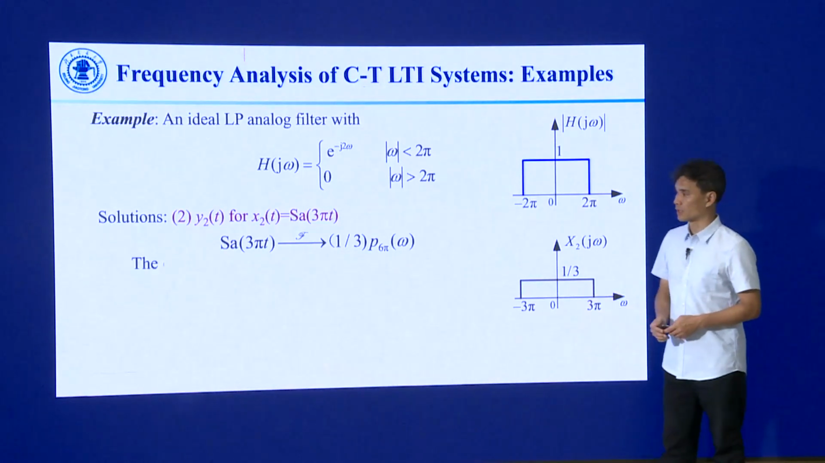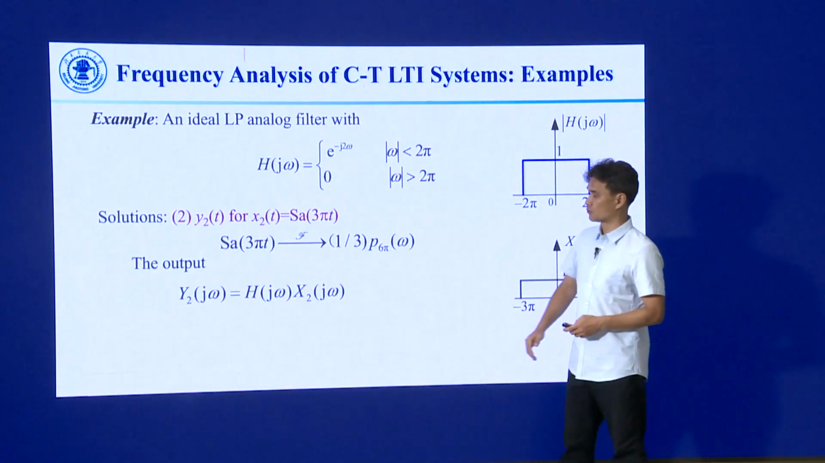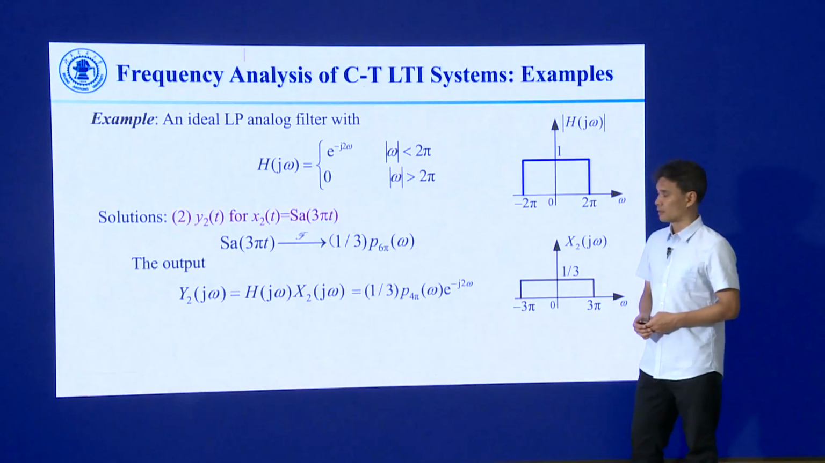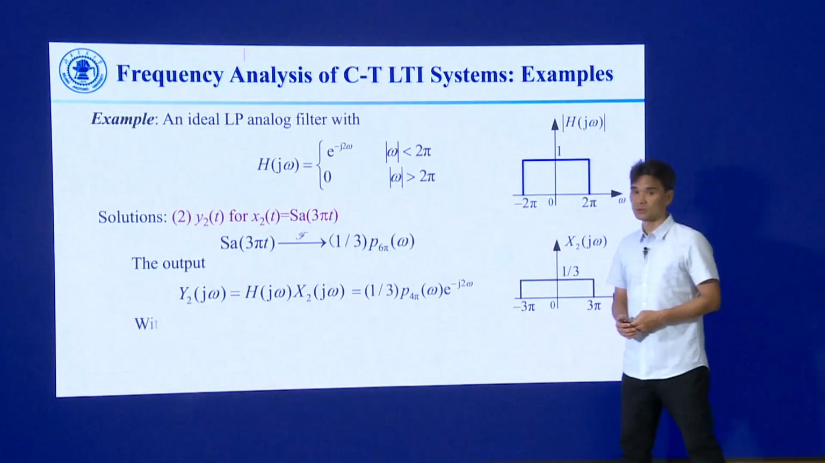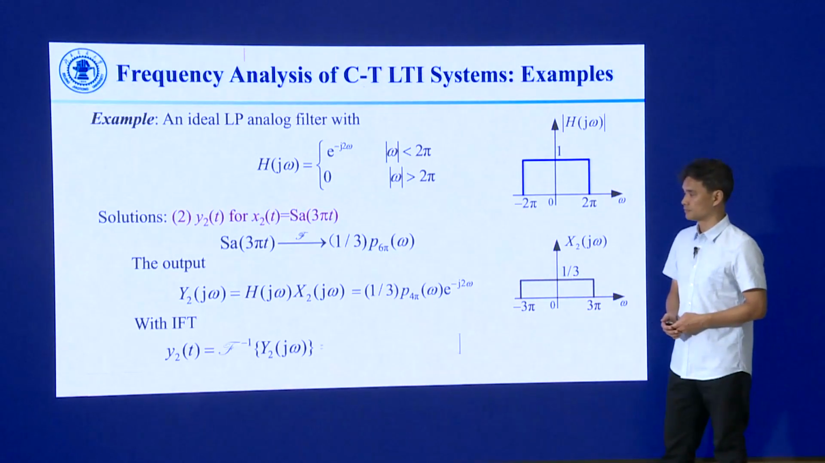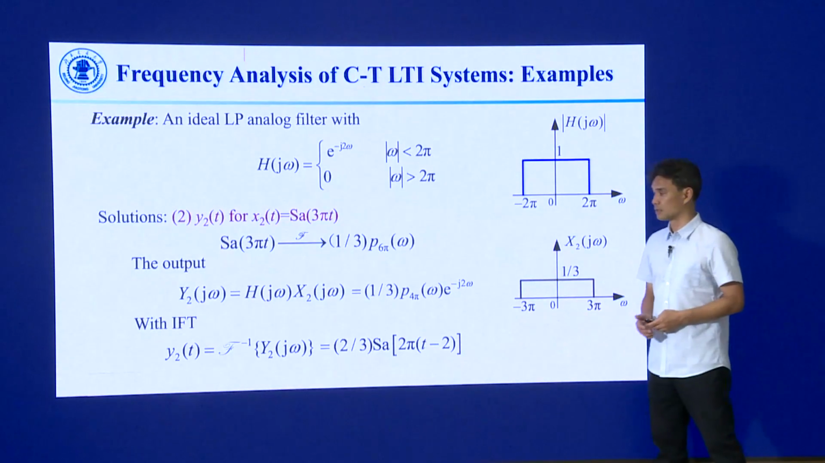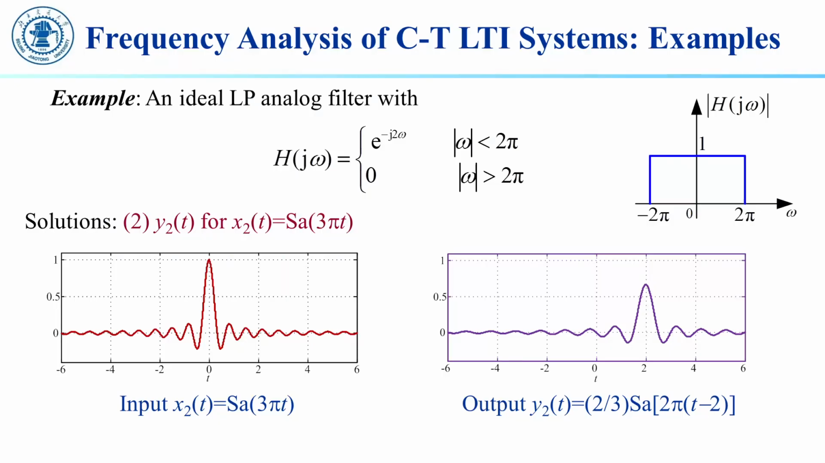Multiplication gives the system's zero-state response. And here is the expression. We can convert it back into the time domain. So this will be the waveform in the time domain: the input and the system's zero-state response.